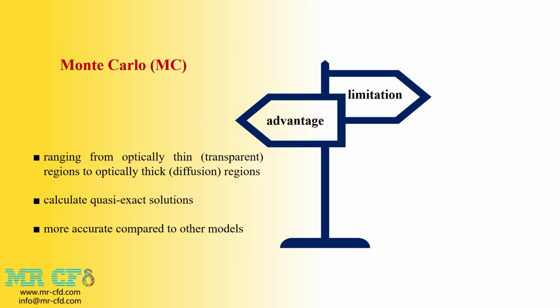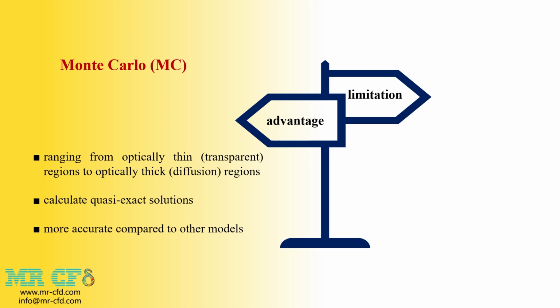The last radiation method I want to explain here is the Monte Carlo, MC, method. The first feature of this method is that it can solve a wide range of optical thicknesses, from areas with thin optical thickness or transparent areas to areas with thick optical thickness or diffusion areas such as combustion phenomena. Second, this radiation model can perform accurate Gaussian solutions.